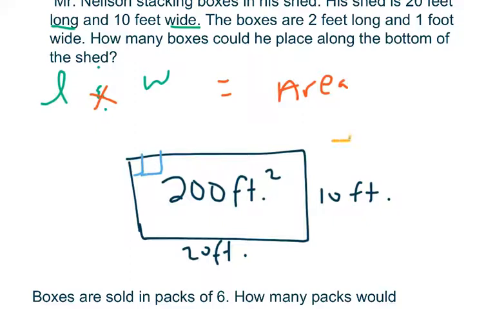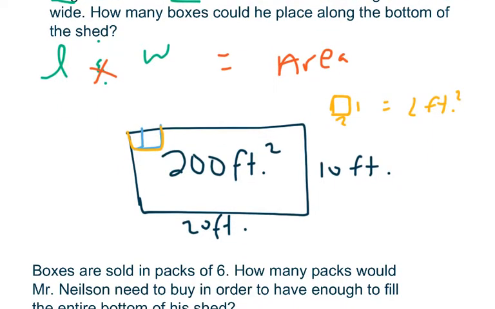And the boxes are 2 feet by 1 foot. So to find the area of that would be 2 times 1, which is easy. That is 2 feet squared. That means each box would take up 2 square feet, just like I just did right there in the example. So how many boxes could I place in there? Well, if I have 200 square feet, and each group of 2 feet is a box, this will tell me how many boxes.